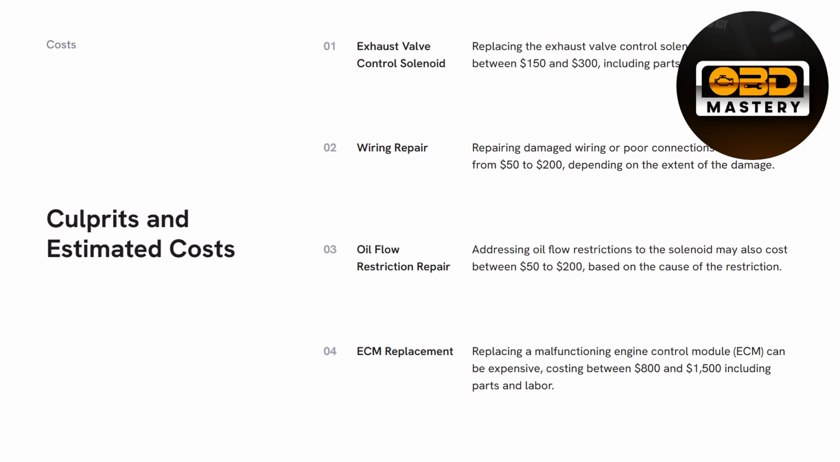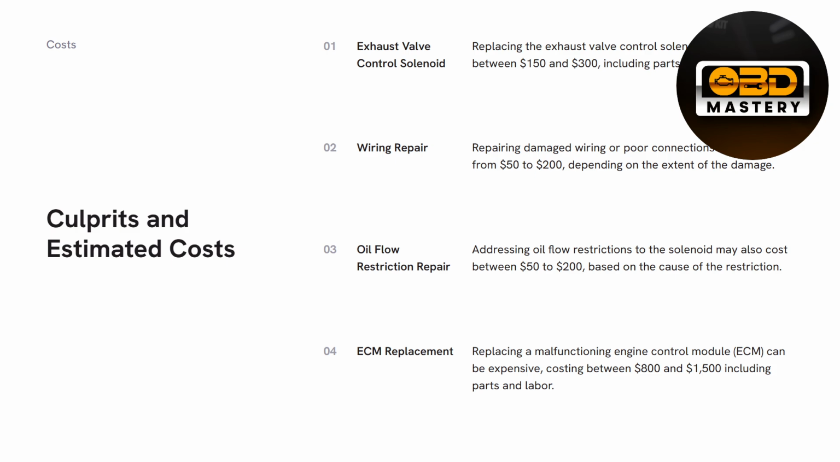So the number one culprit we already went through is the exhaust valve control solenoid. So this will run you between $150 and $300, including parts and labor. Number two is going to be wiring repair. Now you could do this yourself, but if you are going to reach out to an experienced technician, it'll cost you between $50 to $200, depending on the extent of the wiring damage.